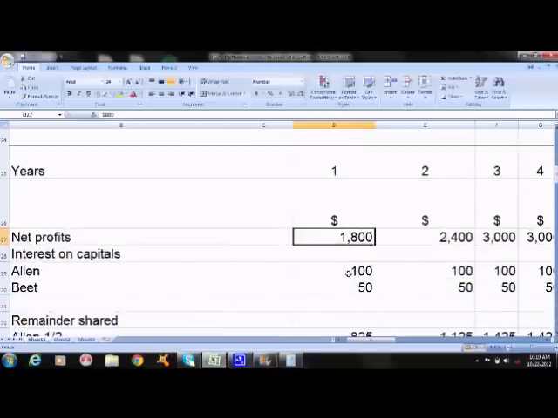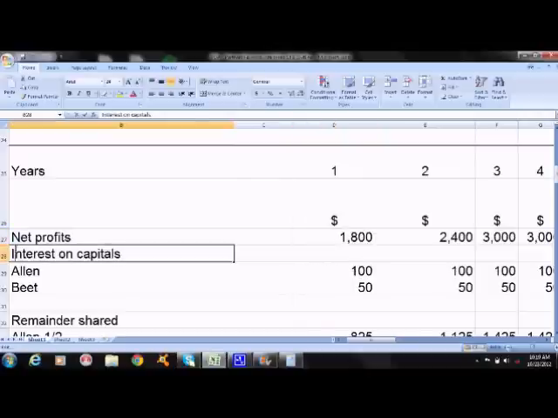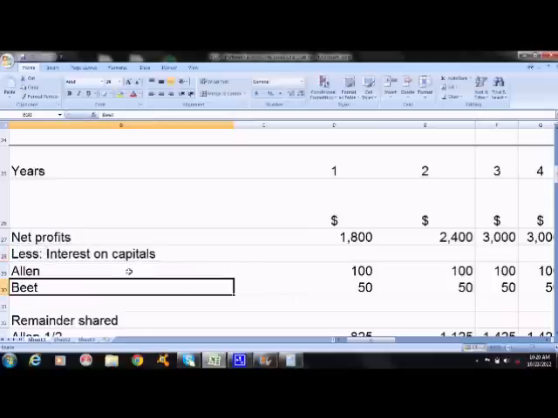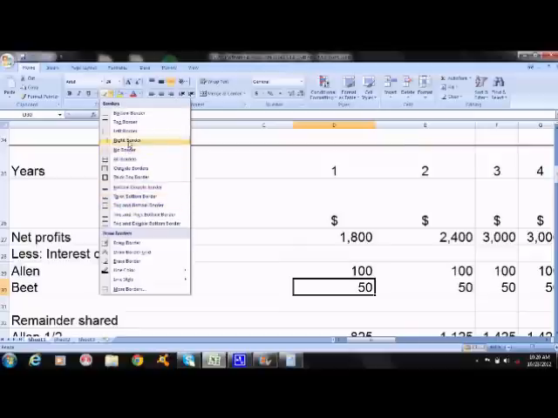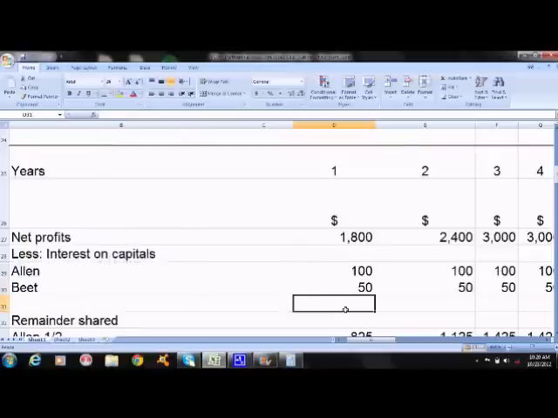So we charge 5% for the first year, right? And we say that we should less the interest on capital from the profit. So therefore we're going to add 100, and so this would be, let me put something else here. We're going to less interest on capitals. That is how it should be written. So therefore, if we could easily place a line right here, a little line, and say we're going to minus this 150 from 1,800.